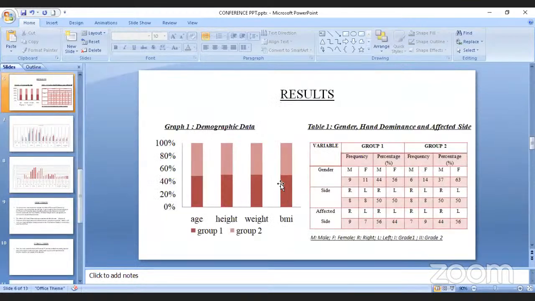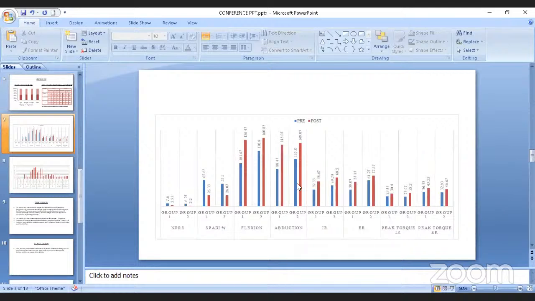So the results of my study. This is the demographic data, and this table shows the gender, hand dominance, and the affected side of the individual. Results: there was improvement in both the groups in the pre and post assessment, that is in the pain scale, SPADI, flexion and abduction.